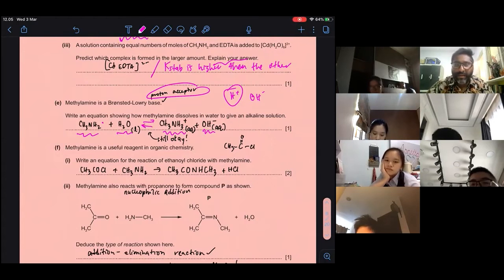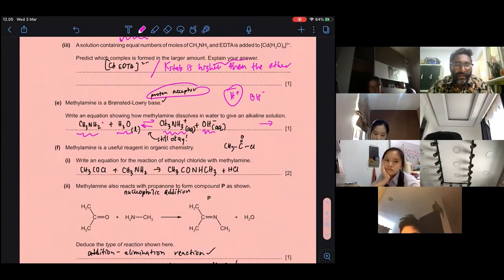Okay, but here if you give a straight line to form, for example one arrow like that, then I'm fine with that. You will not be deducted marks. Now, the next question is: methylamine is a useful reagent in organic chemistry.